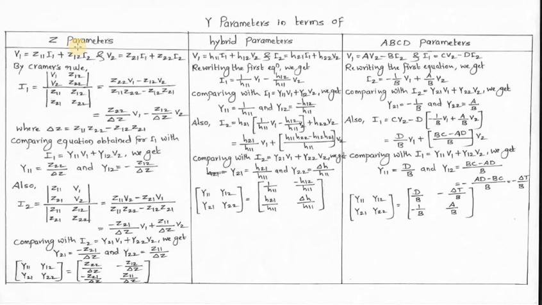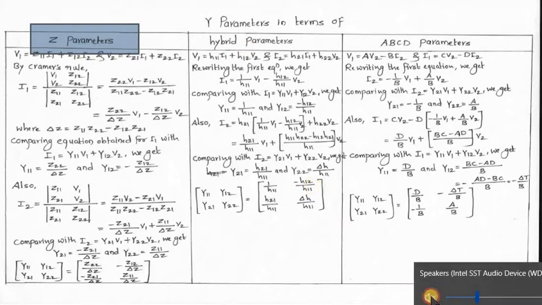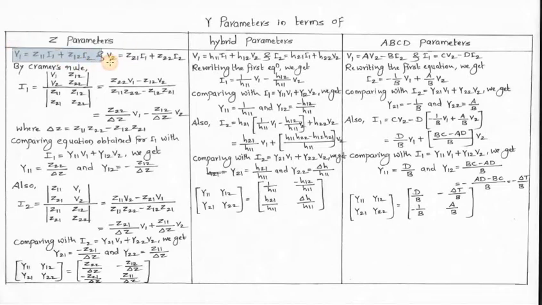Hello students, in this session we will learn about finding y parameters in terms of z parameters, hybrid parameters and ABCD parameters. So look at this carefully. We will firstly start with finding y parameters in terms of z parameters.